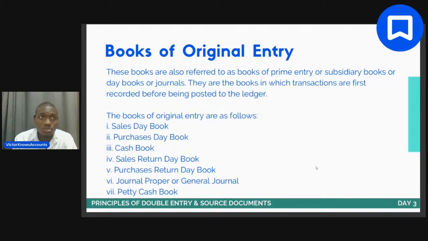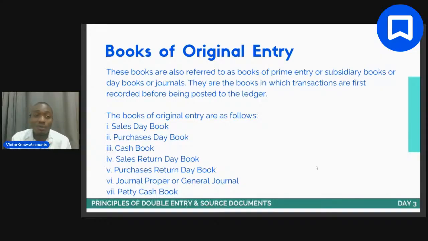Then we also have the purchases return day book. Another name for the purchases return day book is what? Returns outward day book. The returns outward day book is the book of original entry where you record transactions whenever you return goods. Generally, you know that the sales return day book is used by the seller, while the purchases return day book is used by the buyer.